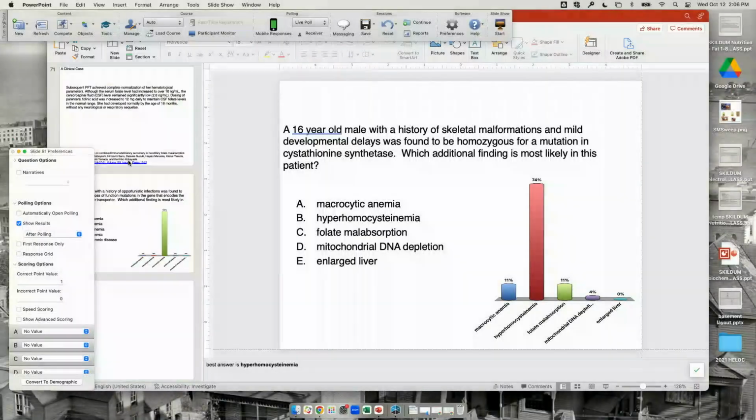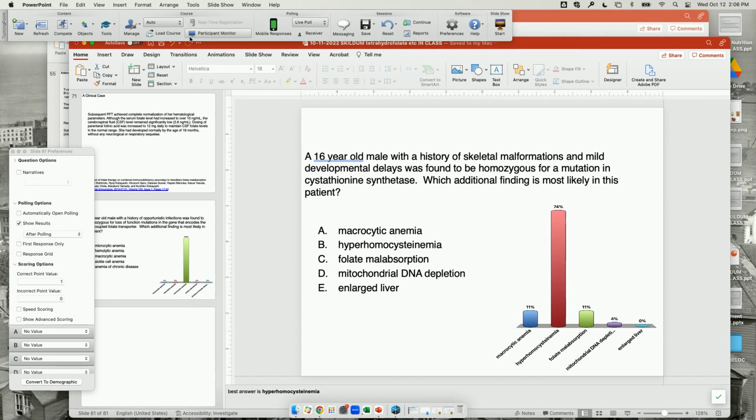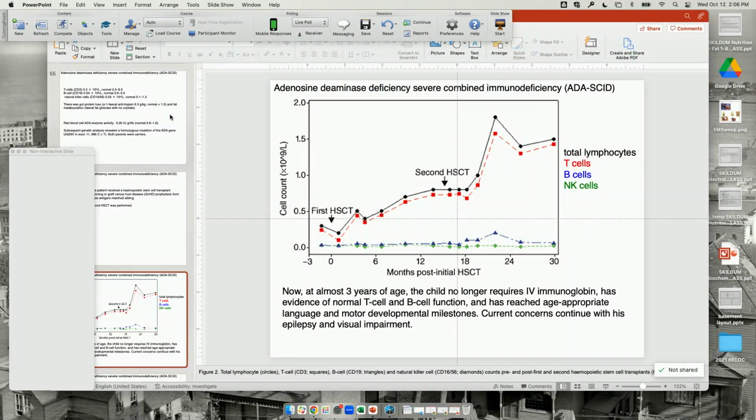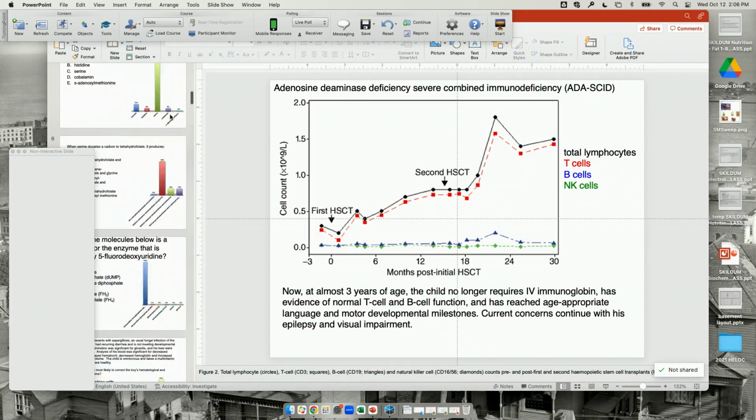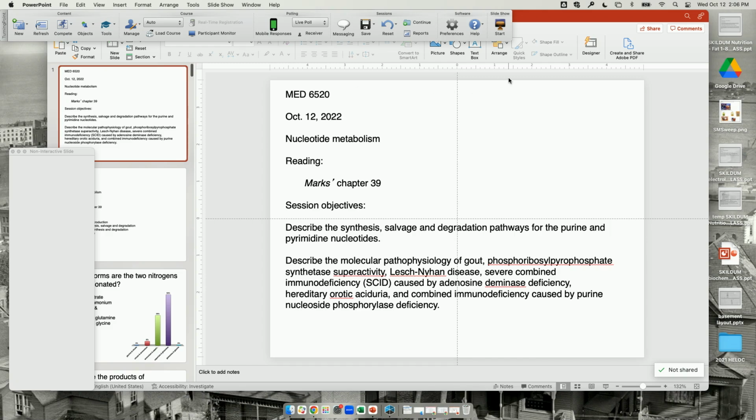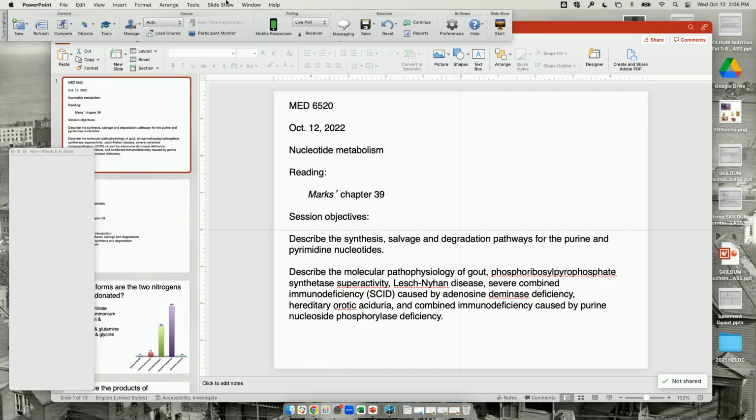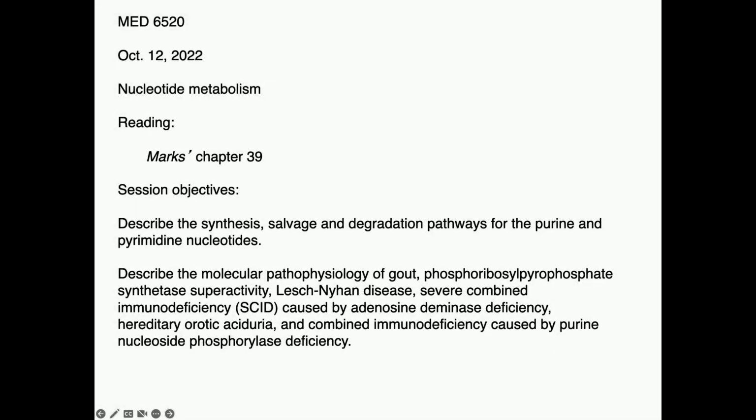Okay. If you have any questions on folate or B12 or S-adenosyl methionine, go ahead and shout them out. Otherwise, I'm going to queue up the next slide.